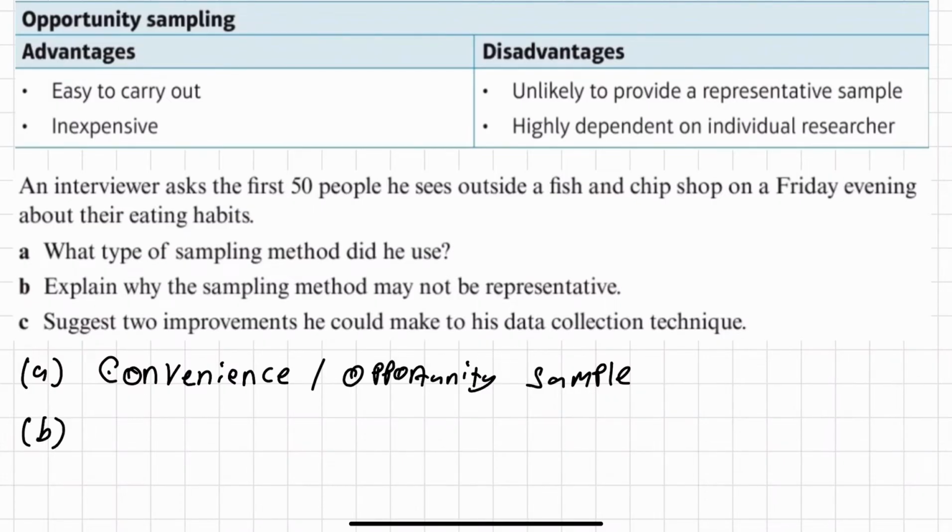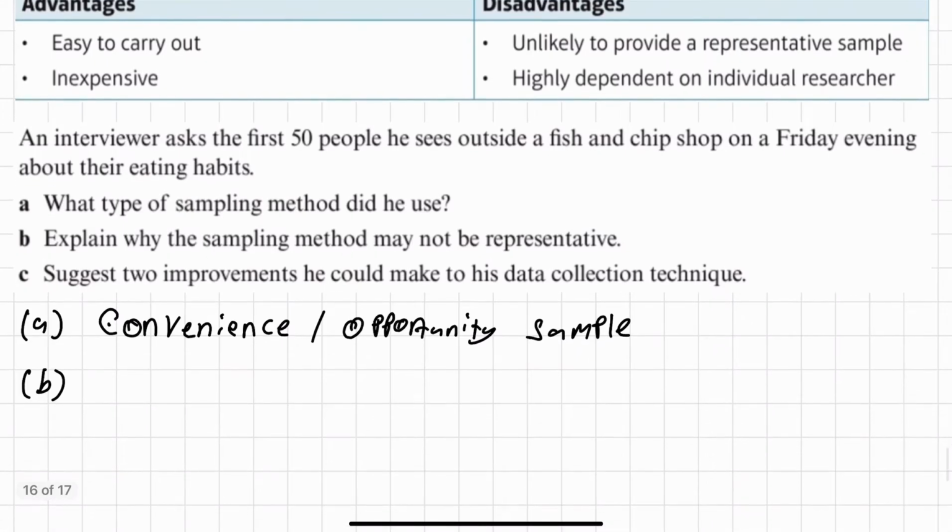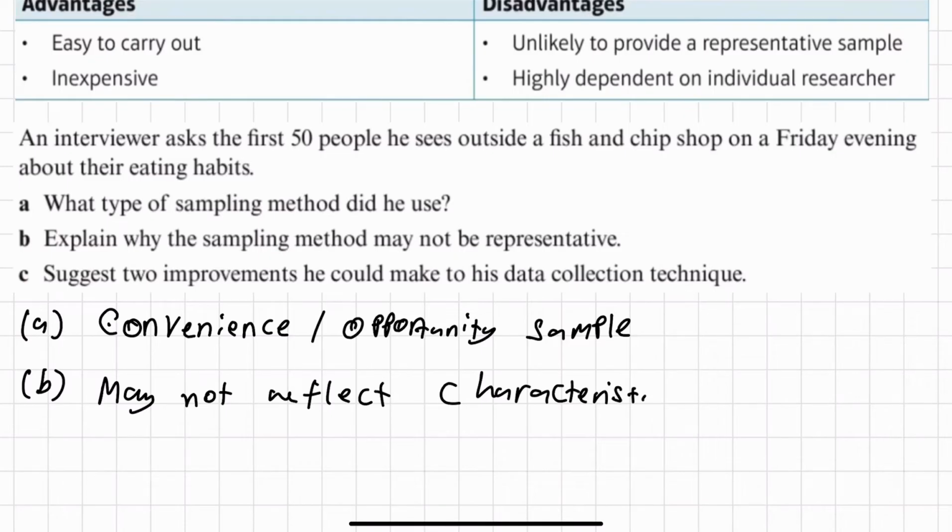And it says, explain why this sampling may not be representative. Well, you think he's only asking the first 50 people he sees outside a fish and chip shop on a Friday evening. So it may not be fully representative of the characteristics of the entire town. It's only going to be representative of the people who are getting fish and chips on a Friday. And some people may do that every week. It's like fish and chip Friday, you know. So you can just say something like, may not reflect characteristics of people in the entire town.